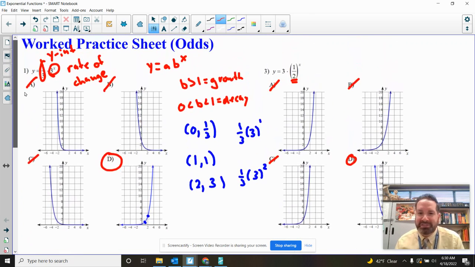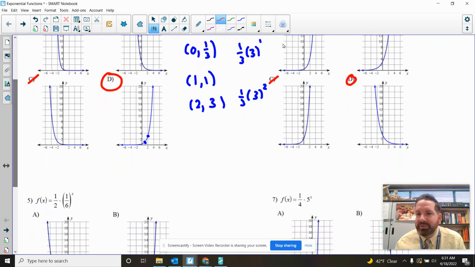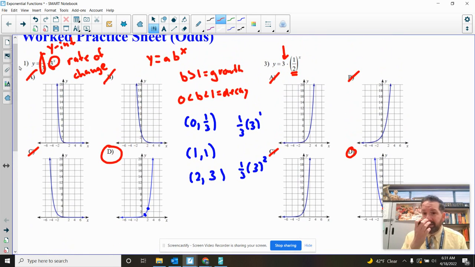Let's do a couple other checks, though, just to be sure. So notice here in front, that should be my y-intercept. Does graph D cross the y-axis at a height of 3? Sure looks like it does. And then I think that's all I want to do here. We check the y-intercept, we check the growth or decay. A lot of times that's all you need with these multiple choices.